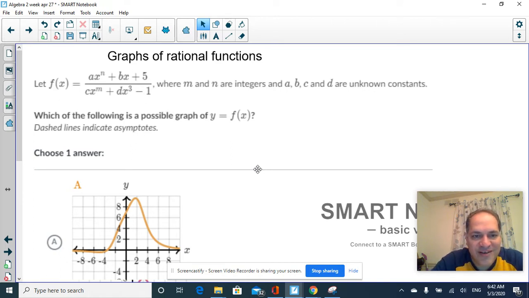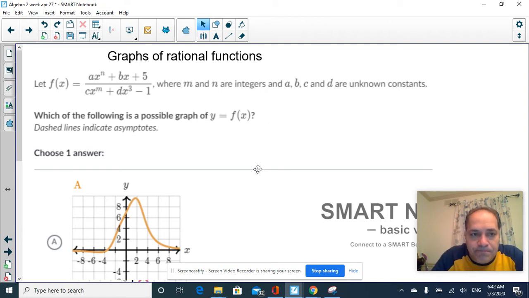Today we are going to graph a rational function, or rather, how to sketch the graph of a rational function. In your assignment, you will not have to graph, but you will have multiple choice for rational function graphs, and you have to pick one. We have different techniques.